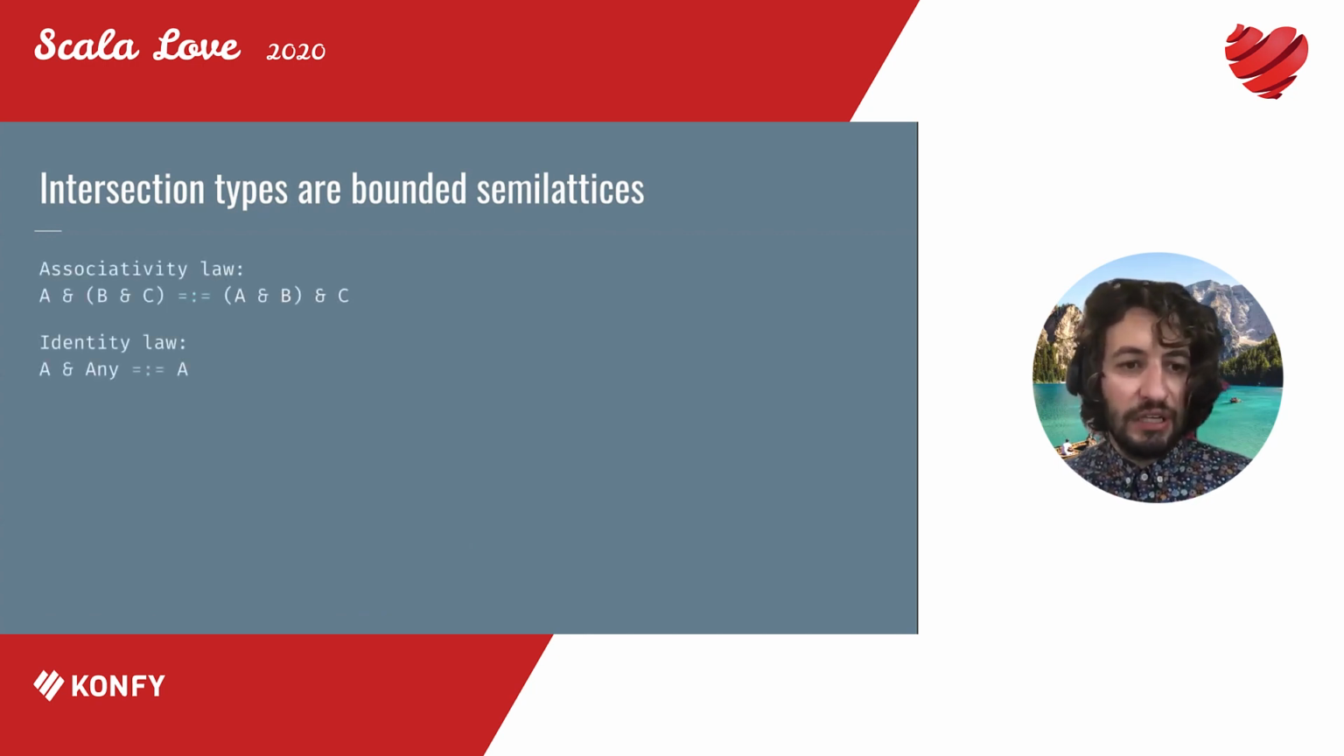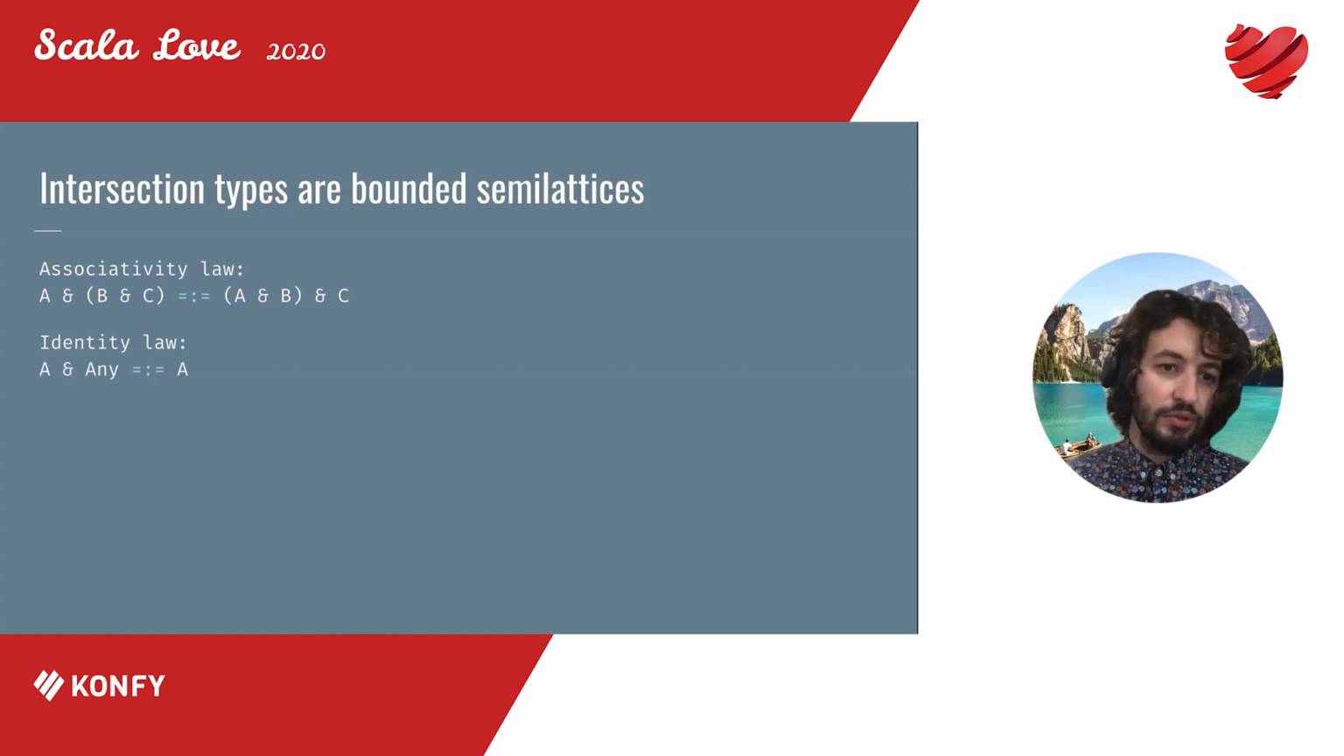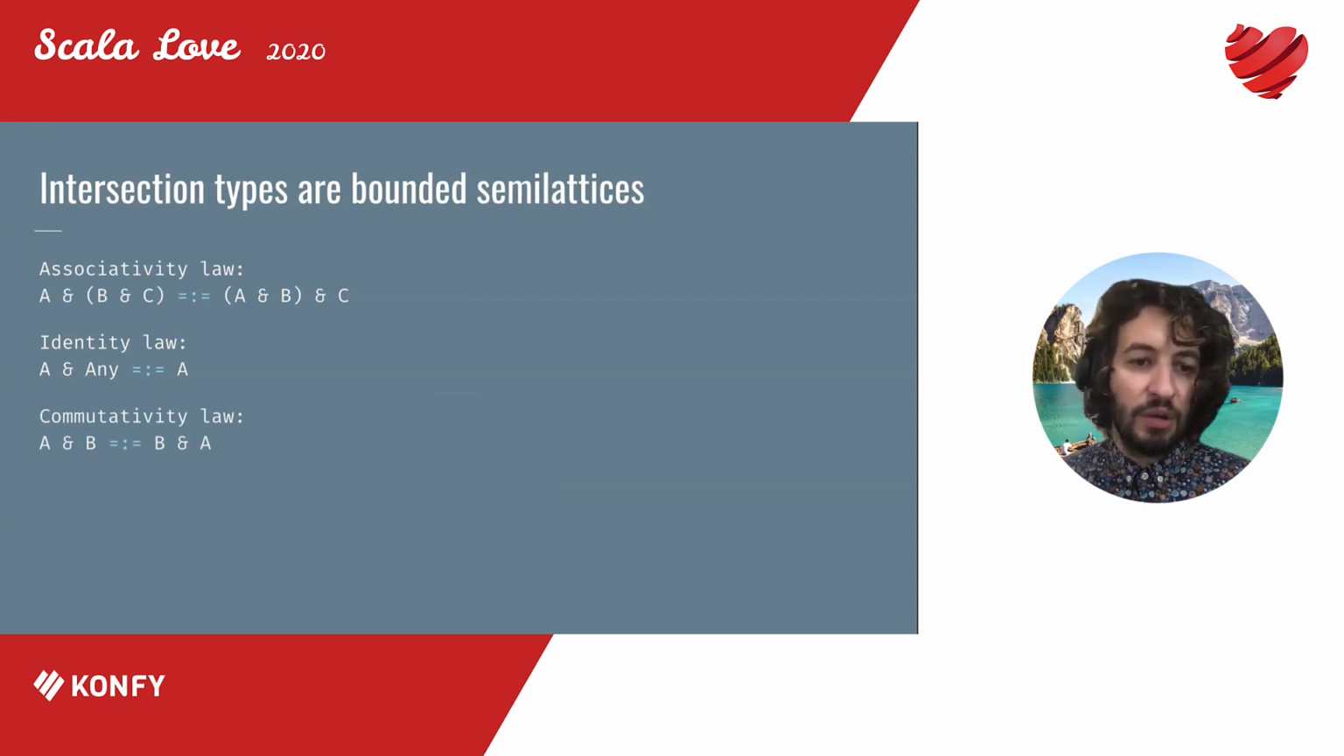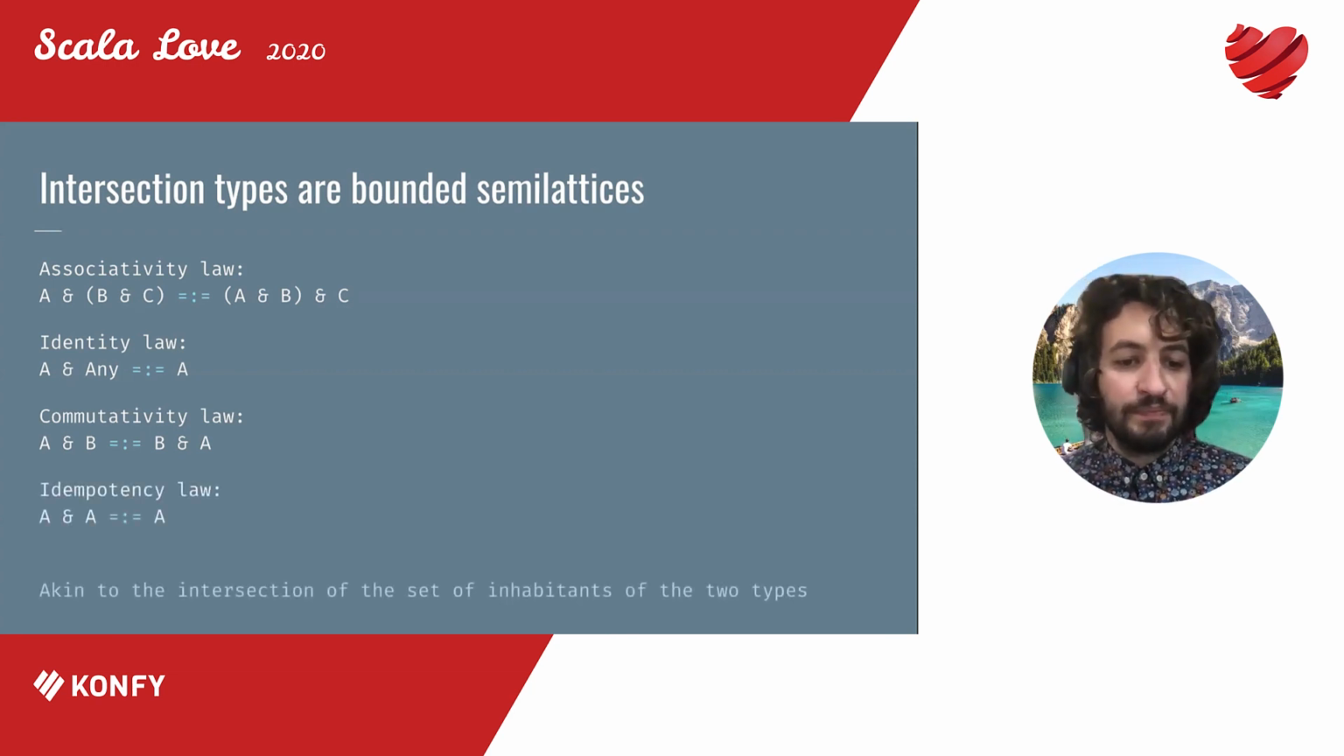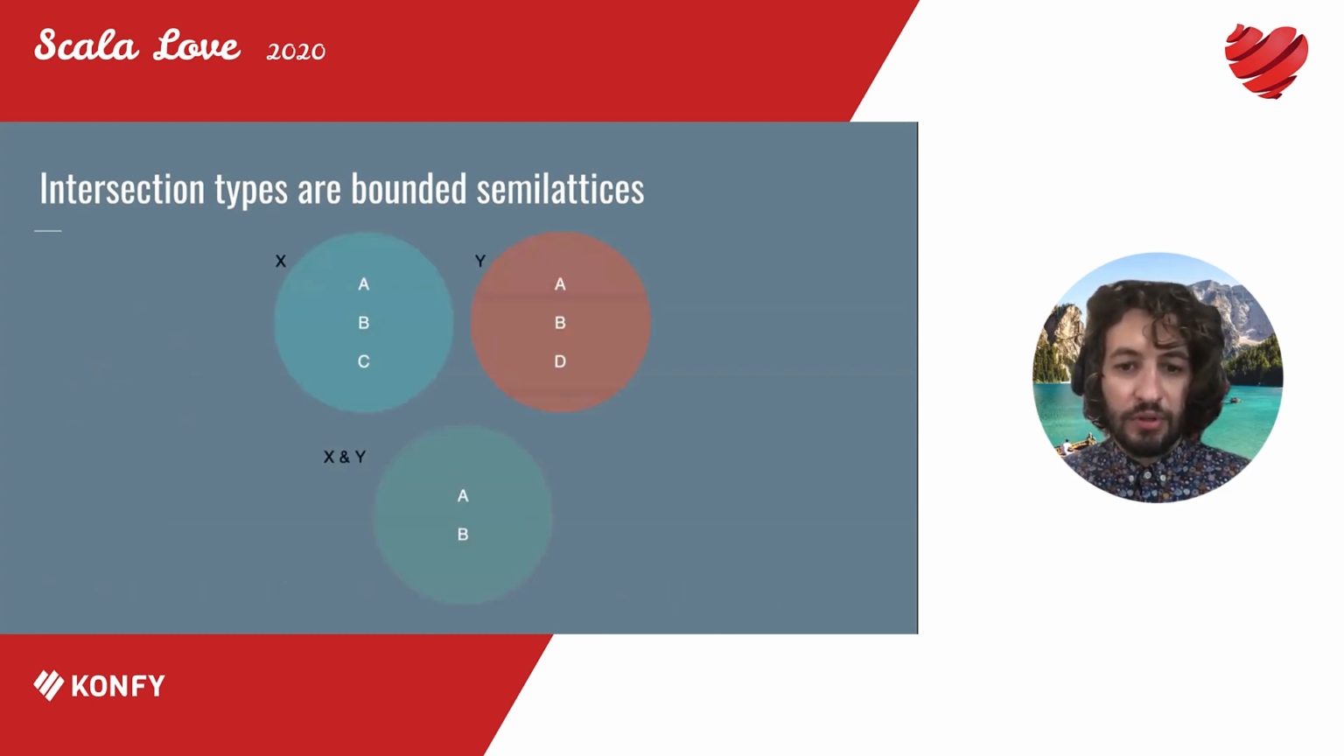Right, we have associativity, we have identity, except here we don't use unit or nothing, we use any. And we have commutativity, which is actually new in Scala 3. We used to have A with B, but that was not always equal to B with A. And this is a new guarantee in Scala 3, and it's really nice. And of course, idempotency. And this is, just as the name says, akin to the intersection of their respective sets of inhabitants. So if we look at this Venn diagram, X is ABC, Y is ABD, the intersection is going to be AB.